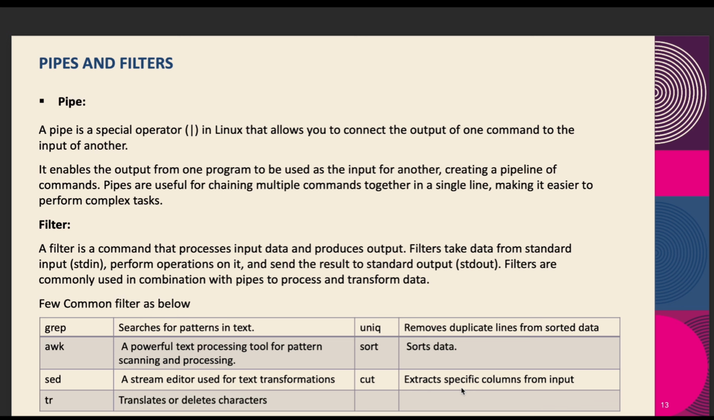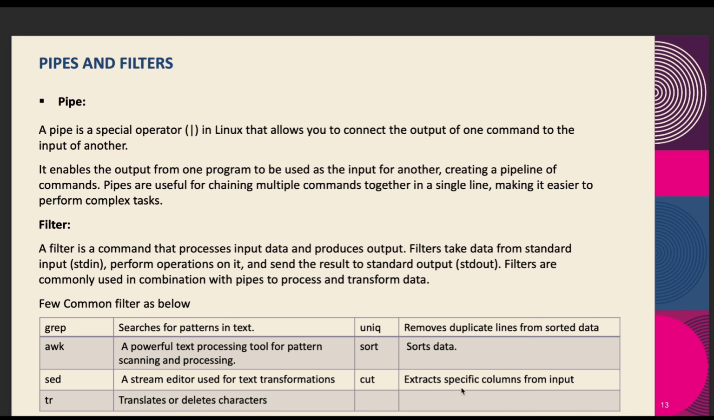So what is a filter? A filter is a command that processes the input data and produces the output. As the name suggests, it will filter the data of the output. That means if you have a large amount of data, you need to filter some based on some criteria, then it will give you the desired result. So a filter takes data from the standard input, performs operations on it, and sends the result to the standard output. Filters are commonly used in combination with pipes to process and transform data.